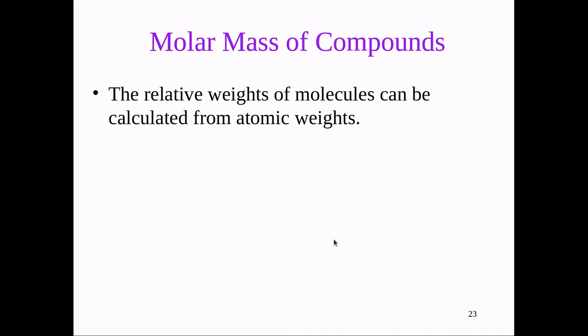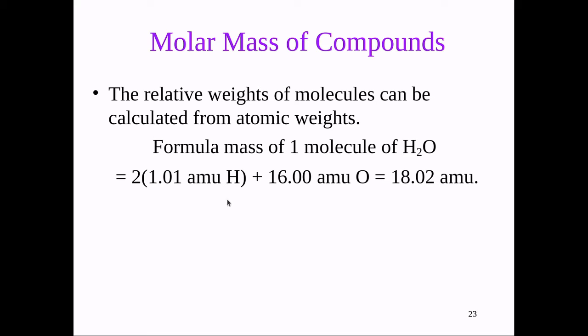So first I just want to make clear the connection that we have between the formula mass and the molar mass. We saw last week that the formula mass is the relative weights of molecules that can be calculated from their atomic weights. So for instance, the formula mass of one molecule of water is going to be equal to the 2 hydrogens that it has times its atomic mass plus the 1 oxygen that it has times its atomic mass, and we get out 18.02 AMU.